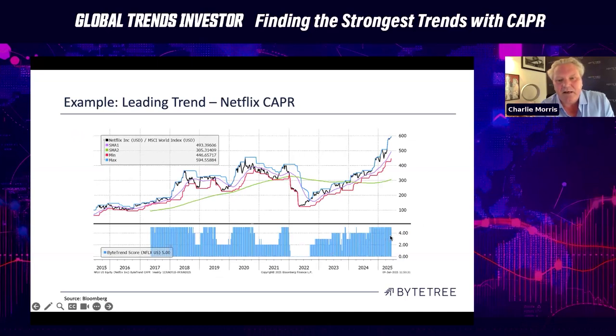And we've got a very clear 5 pattern there. And it's touching the max. The moving averages are pointing upwards, and it's trading above both of them. So it's a very clear, clean 5. So that's an example of a leading trend.